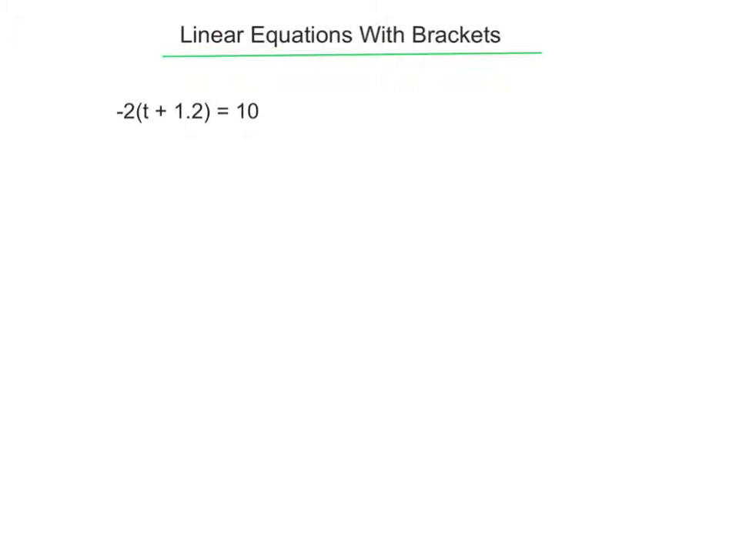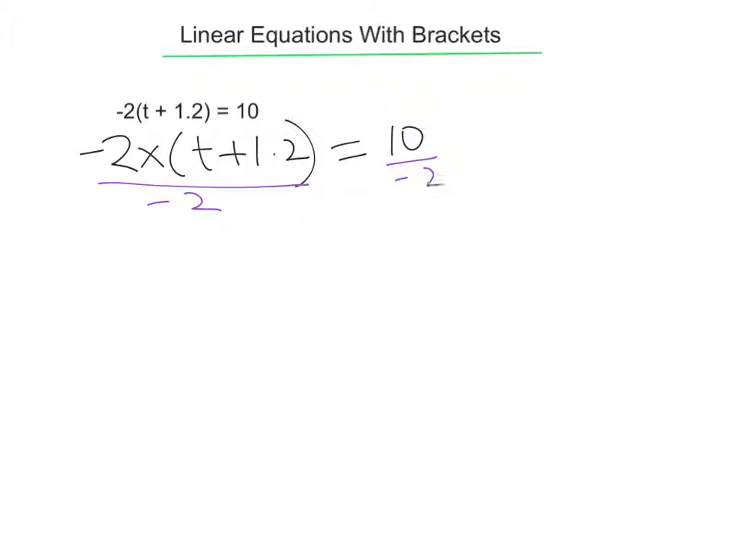This question is going to be fairly similar, except that there's a decimal and a minus 2 out the front. Again, the minus 2 is multiplied by the bracket. So we're going to get rid of the minus 2 out the front first. And I'm just going to divide both sides by minus 2. And the minus 2 and the minus 2 here cancel to make 1. So what's really left is 1 times the bracket. I don't need to keep the bracket anymore because there's nothing outside the bracket. So 1t plus 1.2 is equal to 10 divided by minus 2, which is minus 5.